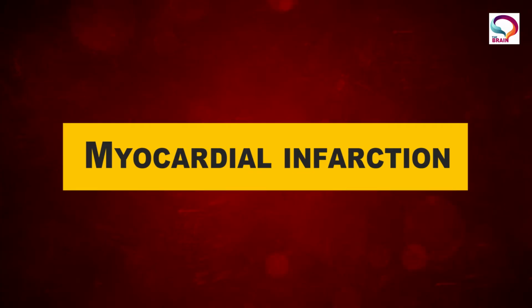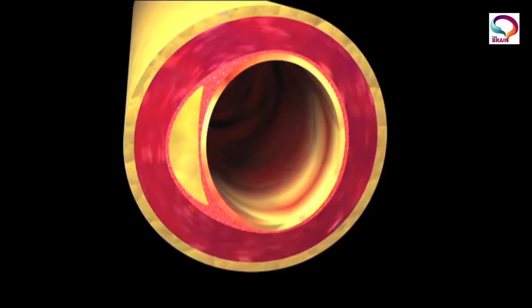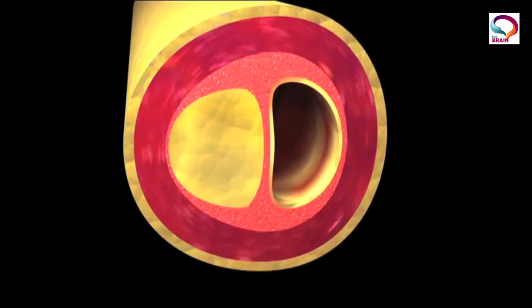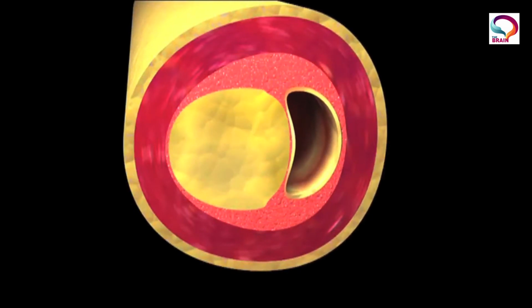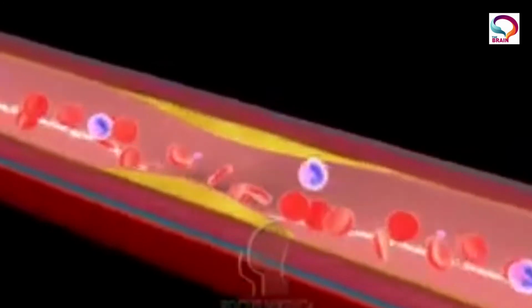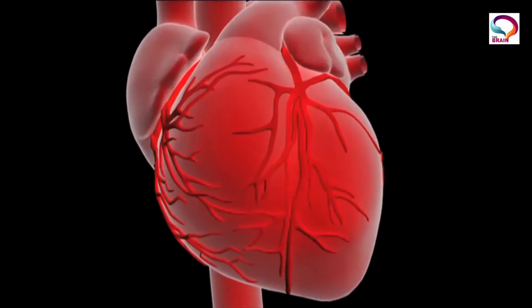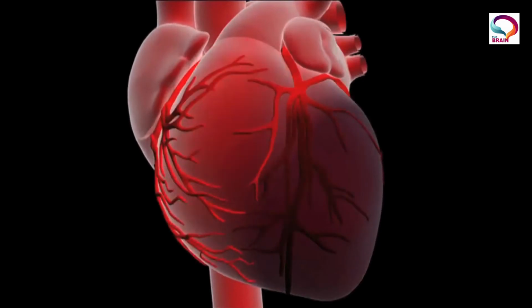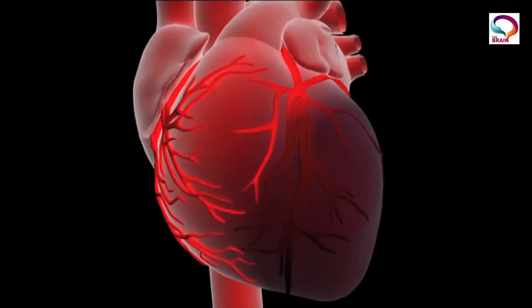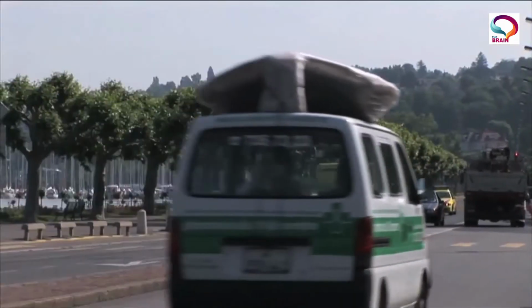Myocardial infarction. This is known as a heart attack, cardiac infarction, and coronary thrombosis. An interrupted blood flow damages or destroys part of the heart muscle. This is usually caused by a blood clot that develops in one of the coronary arteries and can also occur if an artery suddenly narrows or spasms.